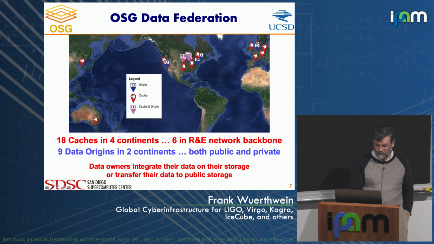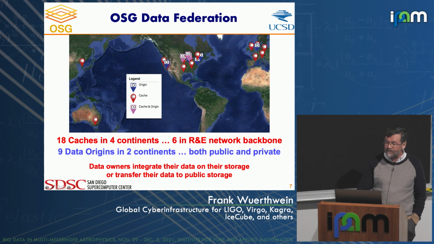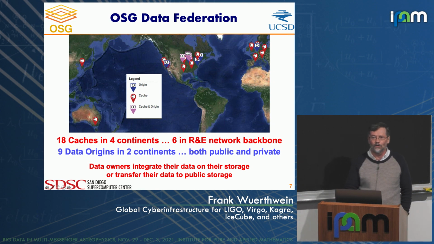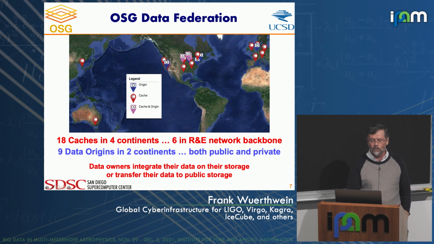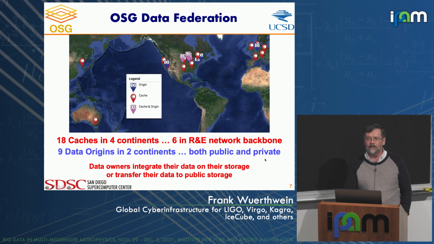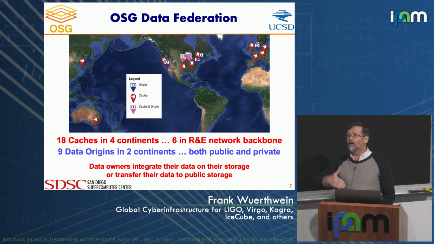The LIGO data comes from Nebraska for odd historical reasons. The private LIGO data comes from Nebraska, whereas the public LIGO data comes from Caltech, strangely enough. All historic accidents to a large degree. So we have in total 9 data origins in 2 continents. They serve both public data like LIGO and a bunch of other things, but also private data like LIGO. LIGO's private data is available via the same infrastructure as the public data and literally just moves from namespace public to private every 18 months.